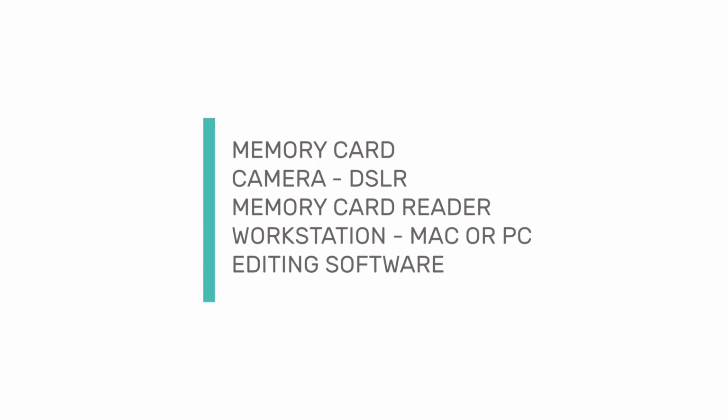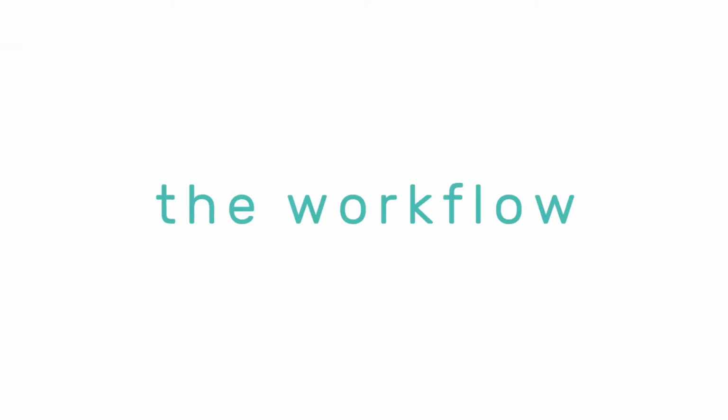So here's the list of what you need. Number 1, memory card. 2, camera. 3, card reader. If your computer has a built-in card reader, you don't need this. 4, computer, okay? 5, editing software. And the workflow goes like this. So we need the memory card. We're going to put that into your camera, right?